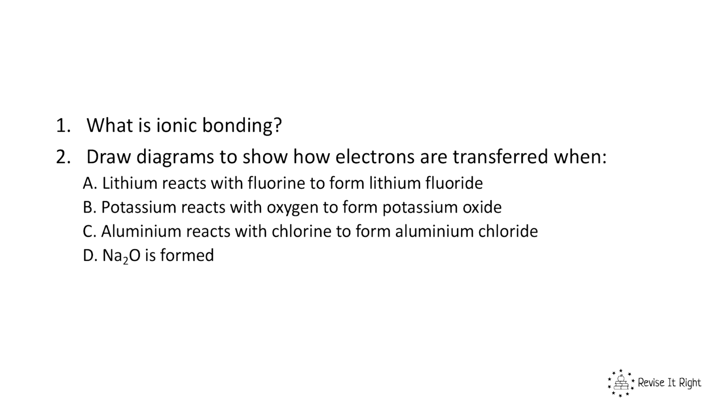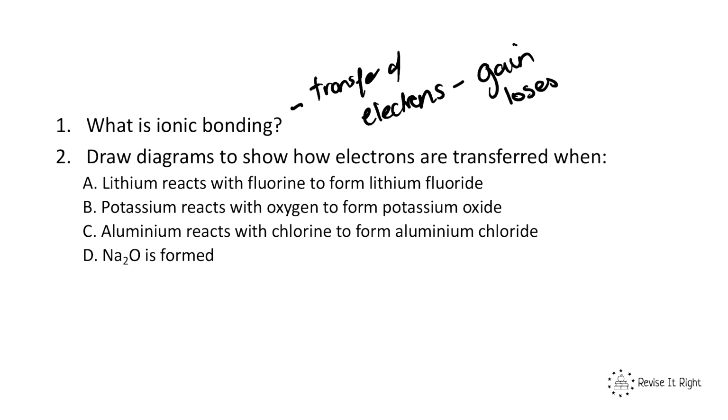Okay, let's go for the answer. So number 1, what is ionic bonding? Well, ionic bonding is about the transfer of electrons. Okay, which means obviously one atom is gaining an electron and another atom is losing an electron, or 2 or 3. Okay, so the transfer of electrons is ionic bonding.